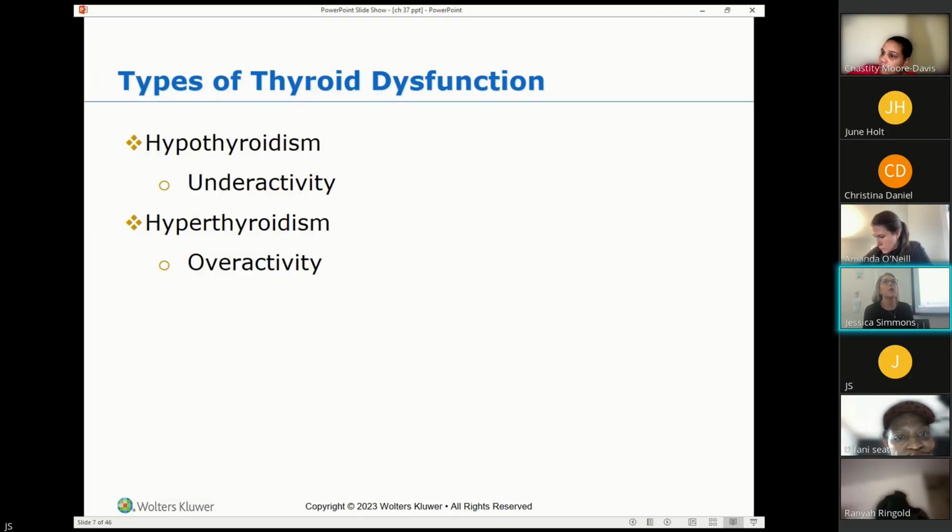Types of thyroid dysfunction: you have hypothyroidism, which is underactivity, and hyperthyroidism, which is overactivity. Your patients that are hypothyroid are fatigued, they have weakness, they have weight gain. They are not really bradycardic, but can be in the lower spectrum of heart rate and blood pressure. When you have hyperthyroidism, you have an increase in metabolism, weight loss, anxiety, tachycardia, hypertension.